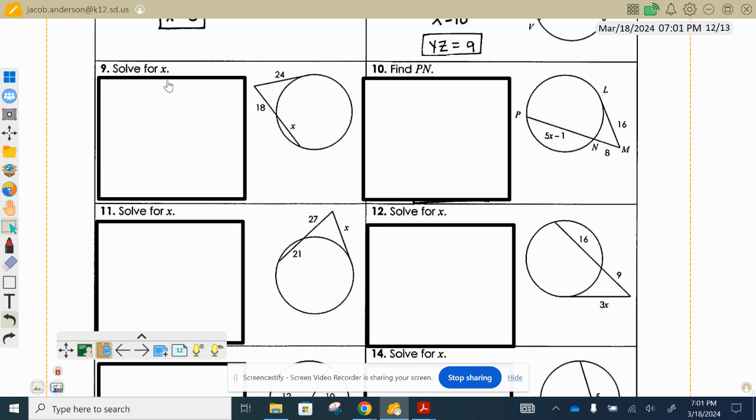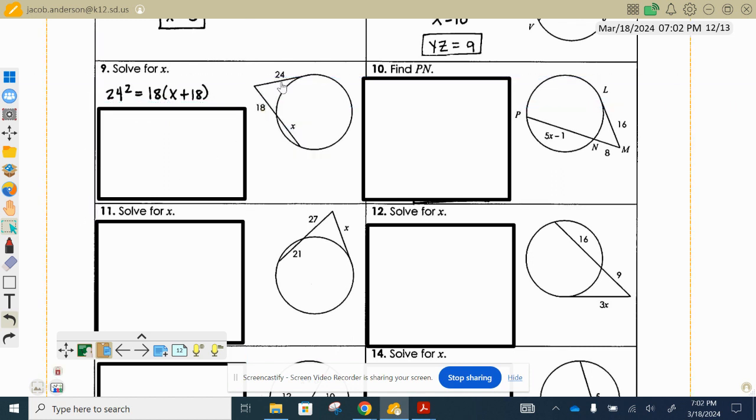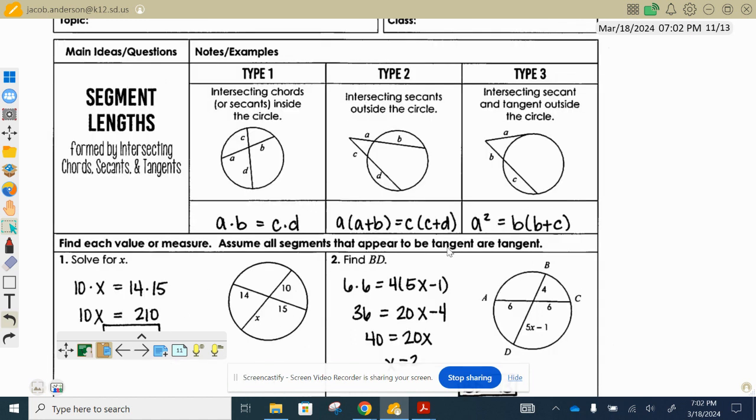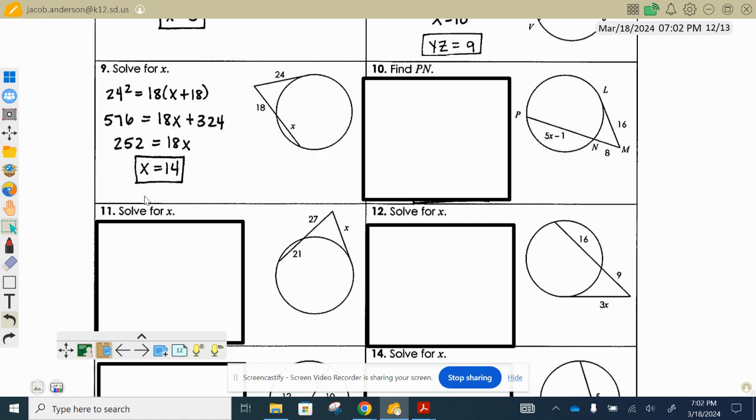But my setup for 9 would be 24 squared, which is my tangent, times 18 times the x plus 18. That was the whole segment. I think I might have stated that wrong over here. It's b plus c. I don't know if I said that or not. I might have just said c. But anyway, it is b plus c, so it's 18 plus x. When you solve that out, you should get 14.